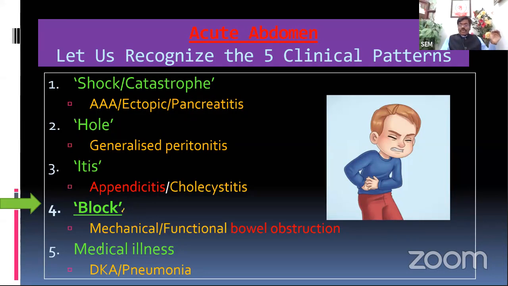Now we are coming to the most important one, number 4, that is block, either in the small bowel or large bowel, maybe because of mechanical obstruction or a functional obstruction. So there are two sites anatomically, and there are two types of obstruction: either dynamic and adynamic, or mechanical and functional or neurogenic. So these are the two.